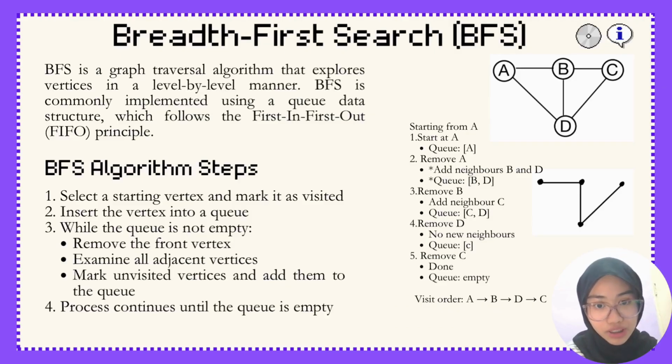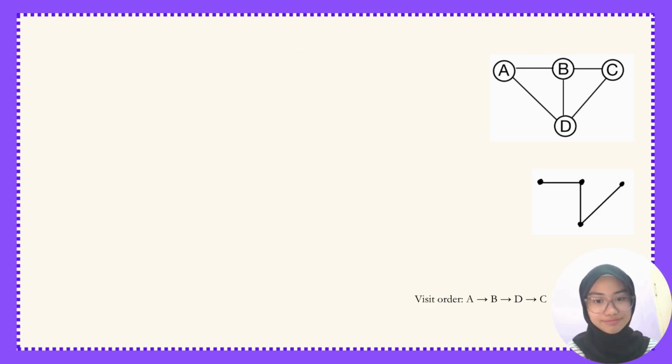Starting from A, the queue will be A. Then we remove A and add neighbors B and D. Then the queue will be B and D. Then we remove B and add neighbor C, so the queue is C and D. Then we remove D, there are no new neighbors, so the queue will be only C. Lastly, we remove C. It will be done and the queue is empty. So here the visit order is A to B to D and C.